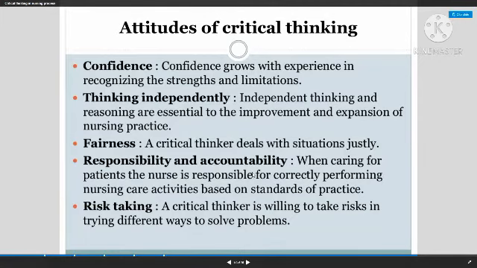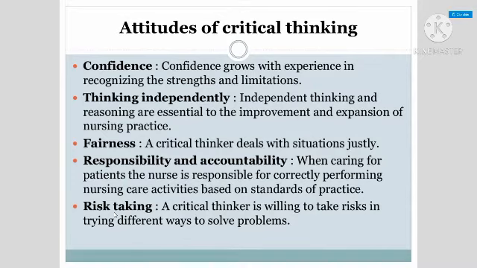Then responsibility and accountability. When caring for the patient, the nurse is responsible for correctly performing nursing care activities based on the standards of practice. So whatever scientific reasoning is given according to the procedure, what you are going to learn in the fundamentals, you are going to use that while providing care to the patient. So you should be responsible and you should be accountable.